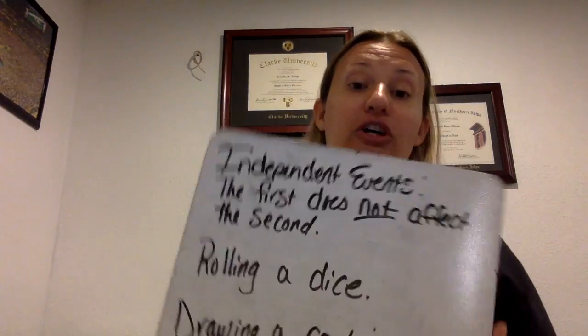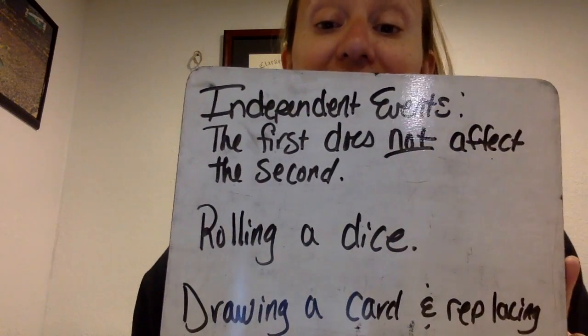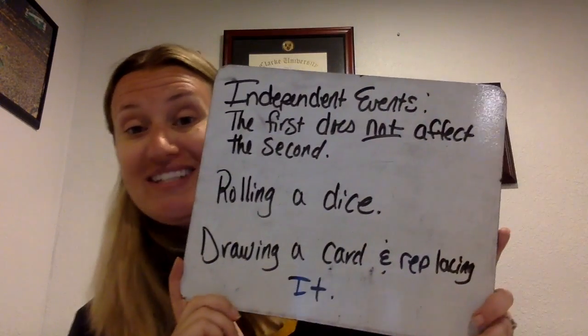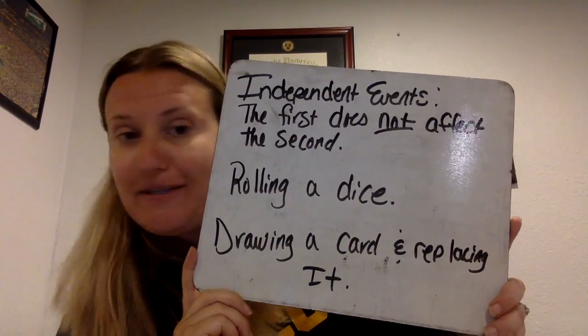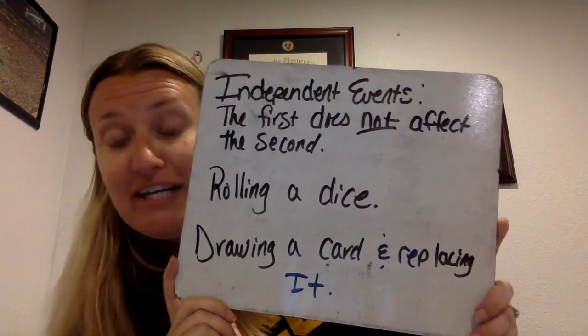When dealing with compound events, there are 2 types, especially when dealing with your "and." The first are independent events. Independent events are when the first does not affect the probability of the second. It will not affect the second.